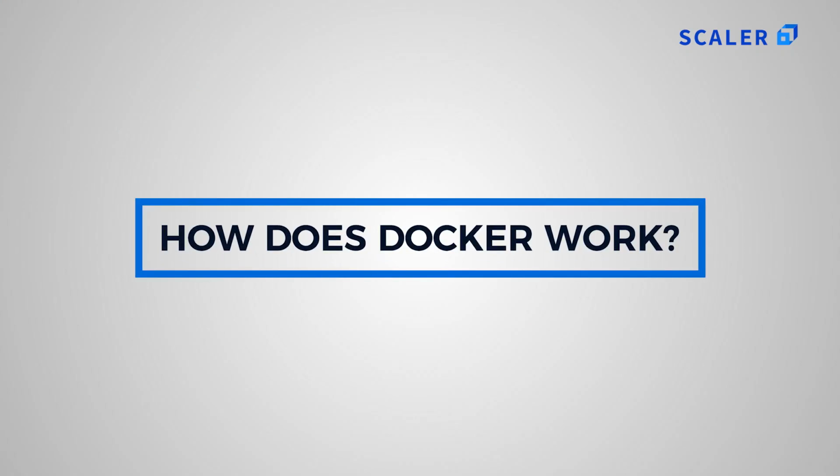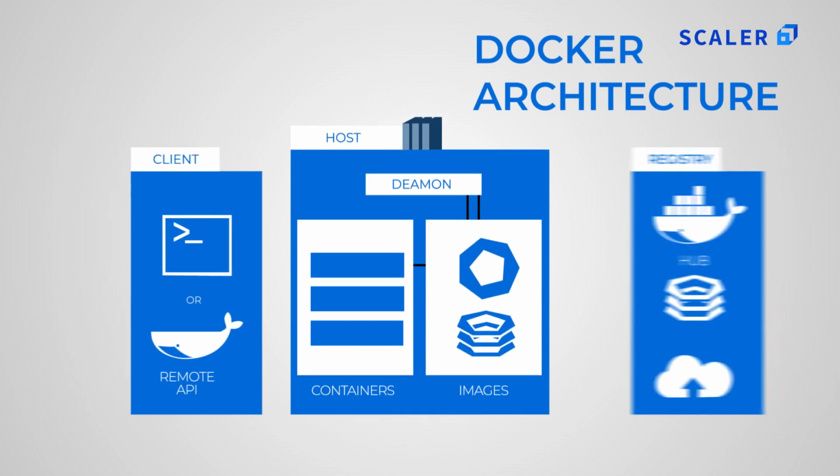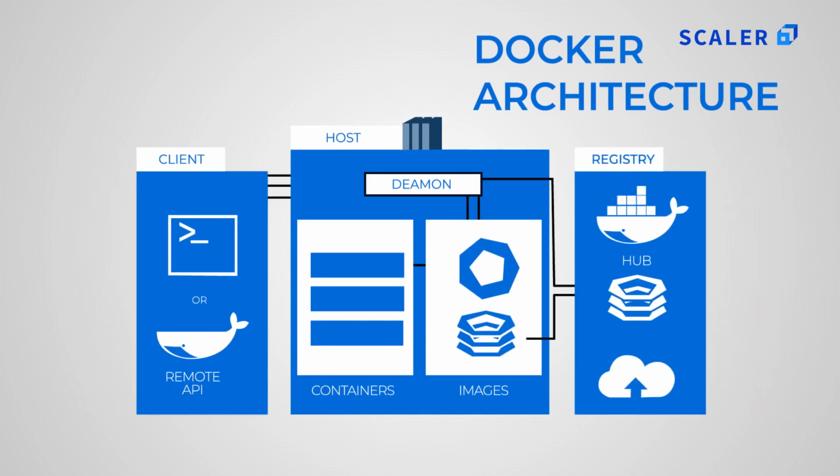How does Docker work? To understand the working of Docker, it is important to know about its components. These are as follows. First, Docker daemon, dockerd. It is responsible for all the actions related to the containers. It receives commands from the Docker clients using REST API or CLI. Second, Docker client. It can be on the same host as the Docker daemon or can be present on other hosts.